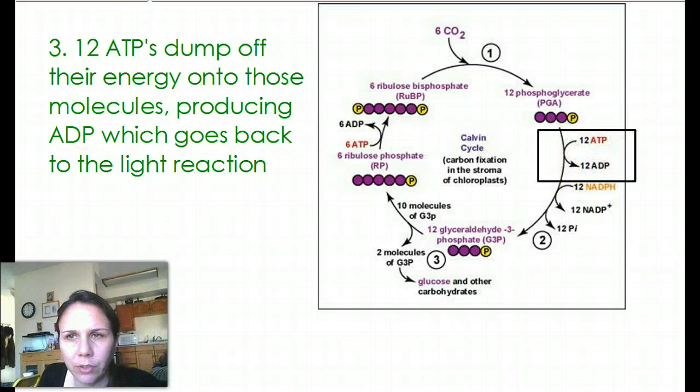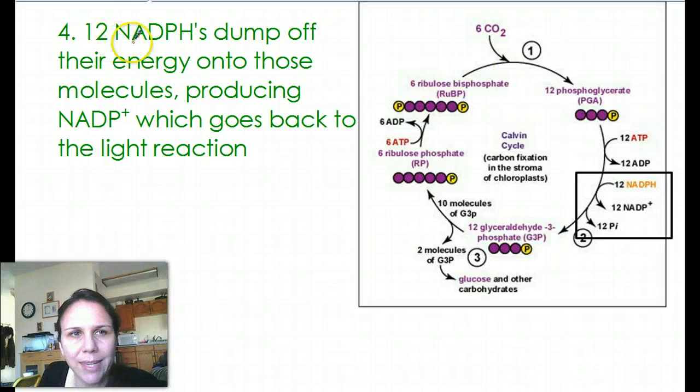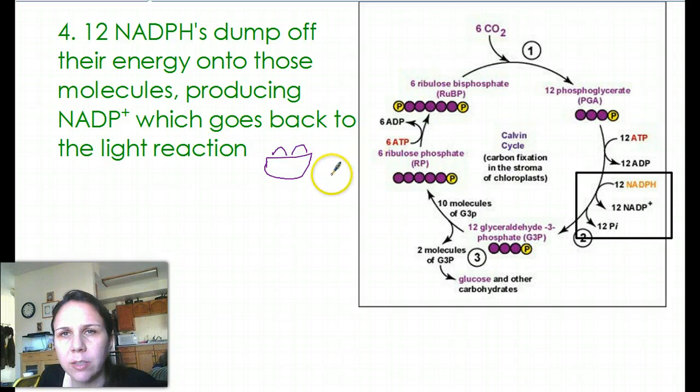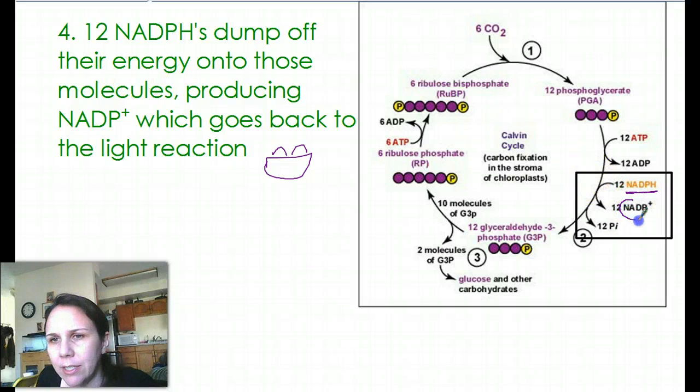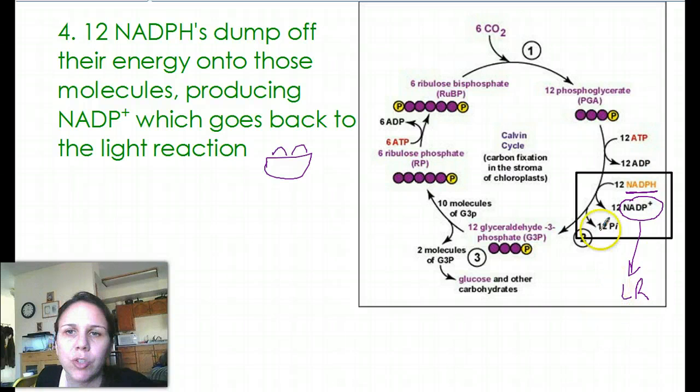Now another molecule is going to come by, NADPH. Well, what was NADPH? They were my little boats with the 2 electrons and some hydrogens. So these are going to come by. Here's my boat, and it's going to dump off some of its energy, and that turns it back into the empty boat, NADP+. Well, what are they going to do? They're also going to go back to the light reaction to pick up some more passengers.